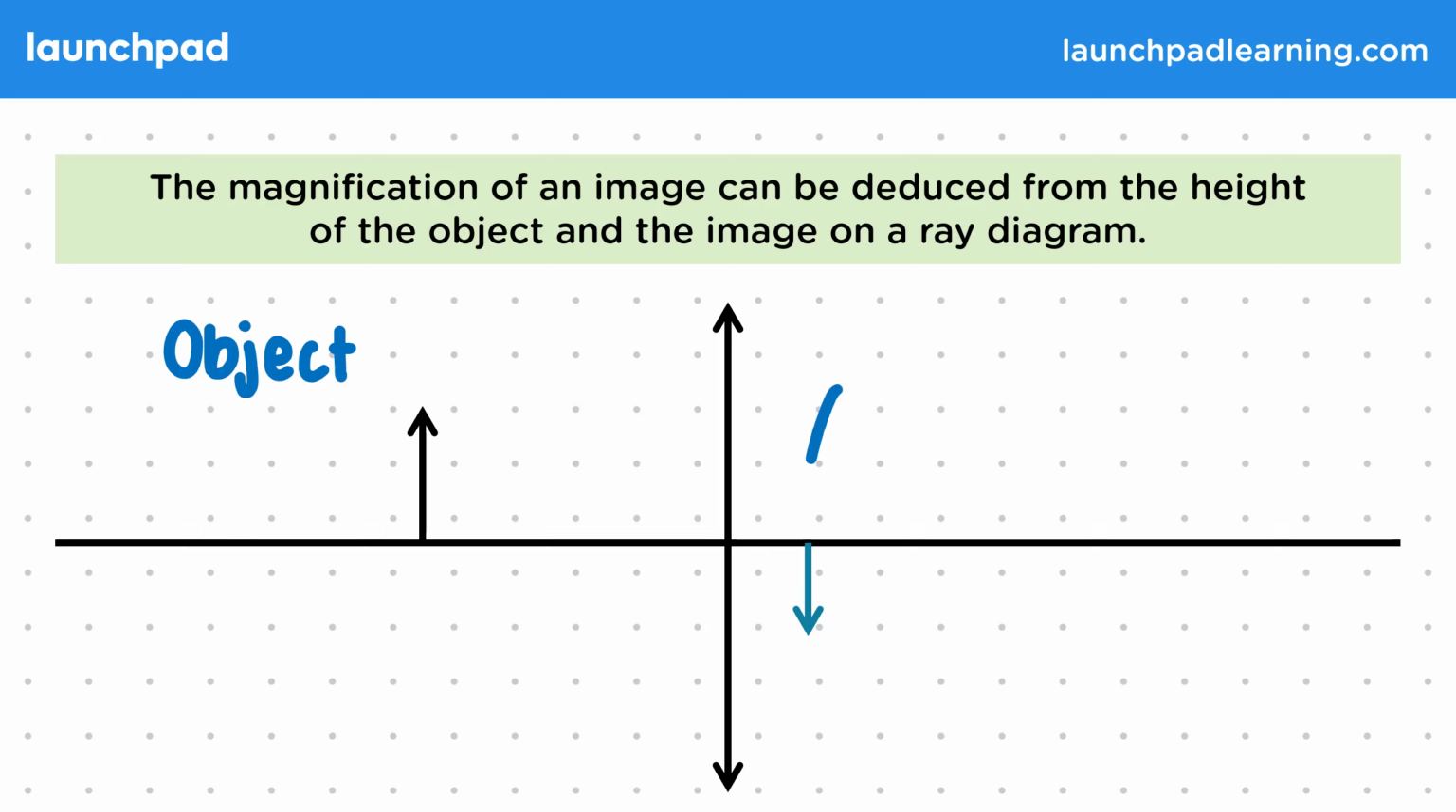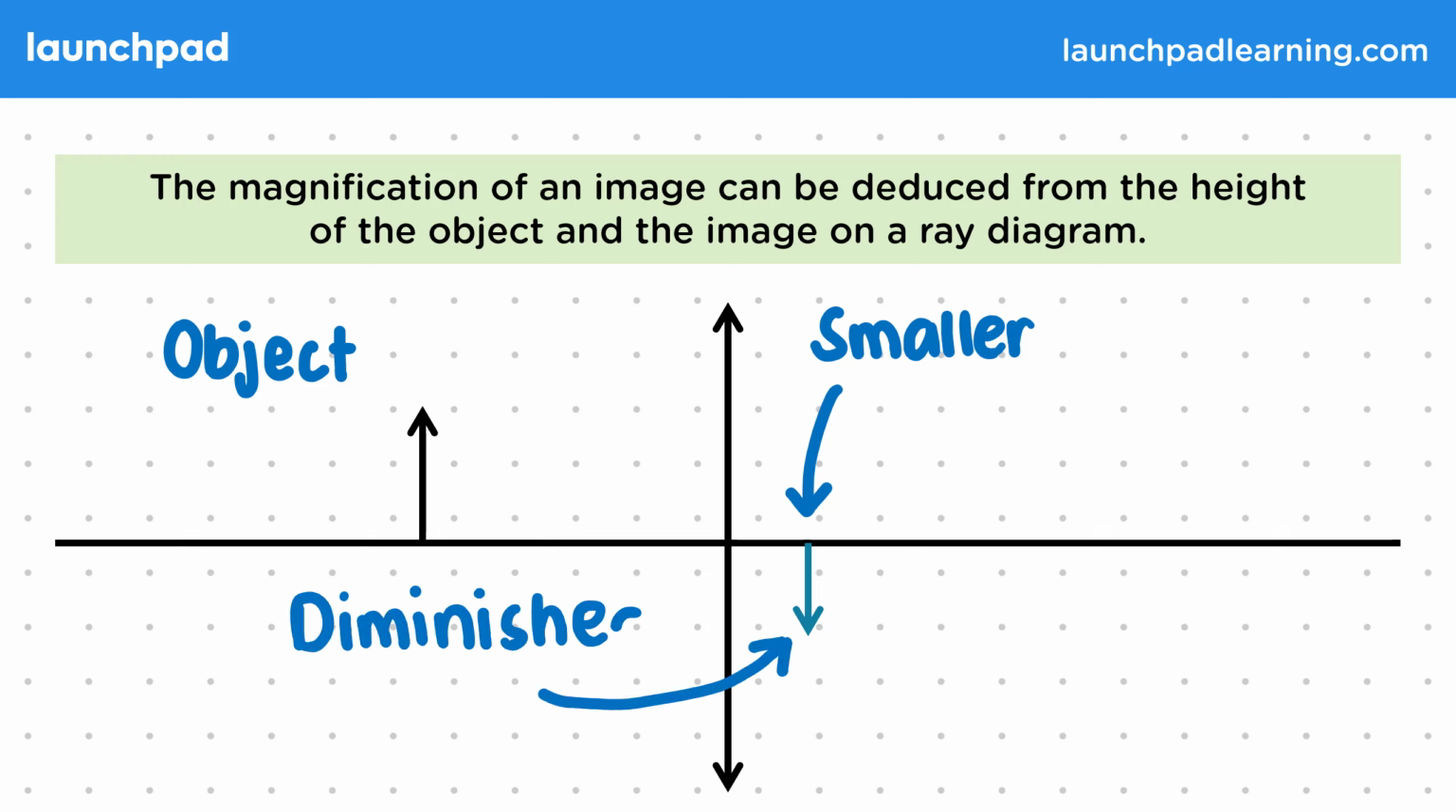For example, if this arrow represents the image formed, then we can see that it is much smaller than the arrow for the object. This tells us that the lens has formed an image that is smaller than the object. We can refer to this as a diminished image. On the other hand, if the image is represented by an arrow that is larger than the arrow for the object, then this tells us that the lens has formed an image that is larger than the object. We can refer to this as a magnified image.